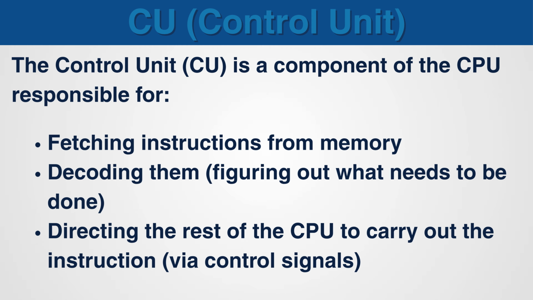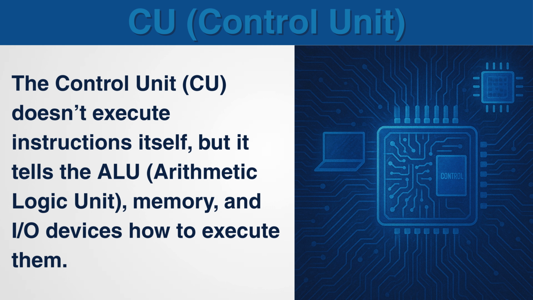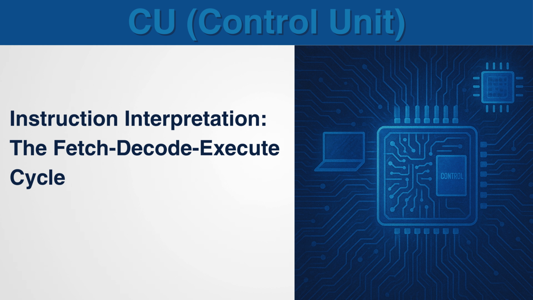The control unit, CU, is a component of the CPU responsible for fetching instructions from memory, decoding them to figure out what needs to be done, and directing the rest of the CPU to carry out the instructions via these control signals. The CU acts like a traffic cop. It does not execute instructions itself, but it tells the ALU, arithmetic logic unit, memory, and I/O devices how to execute them. The control unit drives the CPU's core cycle, the fetch, decode, and execute cycle.